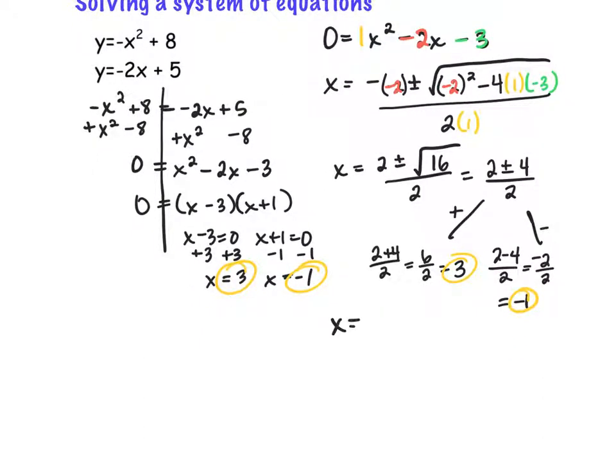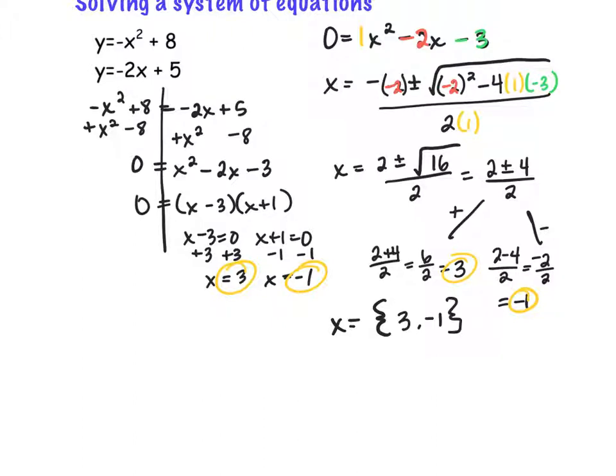So x equals 3 and -1. Those are my two x values. When I'm solving a system, I am looking for a place on a graph where a parabola and a line are meeting. I'm looking for those two spots. That requires that I have a y value for both of those as well.